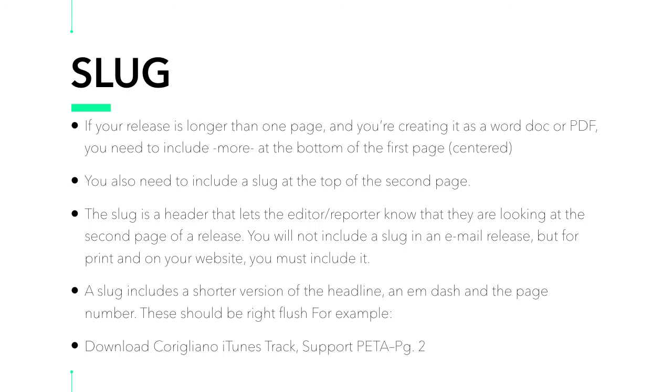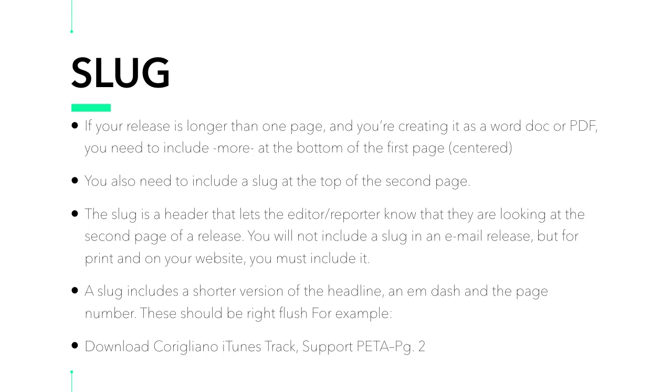But if you're actually going to make a printout of this release and you have 2 pages, you need to use a slug and more. So what is more? At the end of the first page, in the very last line at the bottom of the page, you need to put dash more dash. That lets the reporter know, hey, this isn't over, there's a second page. This is really important. Imagine if a reporter was trying to report from just the first page, but a really important detail was on the second page. That more would let them know, oh, I don't have all of it.